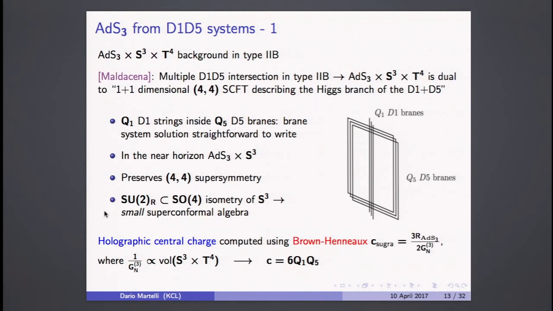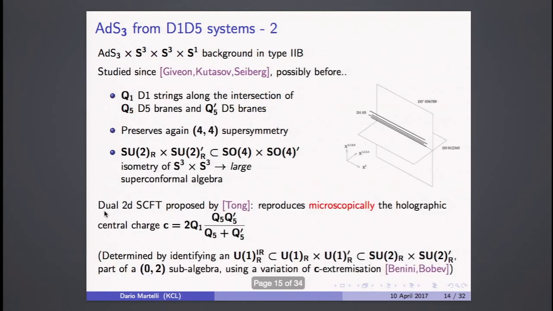And the fact that there is a 4,4 and there is an SU(2)_R inside the SO(4) means that this is a small superconformal algebra. We can do perfectly well holography in this case. In fact, we can compute the holographic central charge by using the Brown-Henneaux formula that involves the radius of AdS3 and the Newton constant in three dimensions, which, let's keep it in mind for the future, is proportional to the volume of the internal manifold. And then there is this standard result for the central charge.